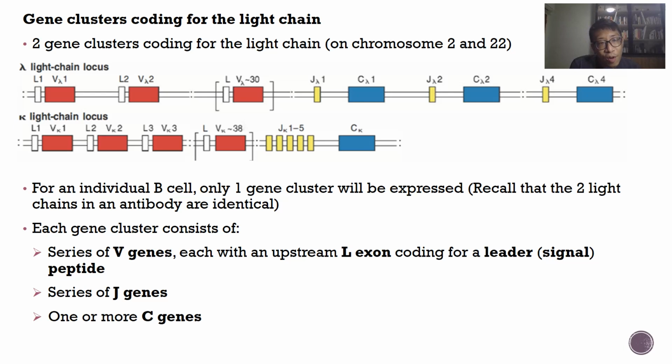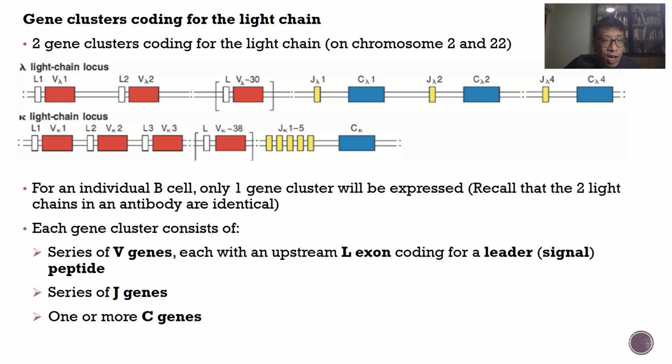For each of the gene clusters, there are a series of V genes, the variable genes, followed by a series of J genes, or joining genes, and also one or more C genes, the constant genes. For each of the V genes, there would be an L exon that will code for a leader or signal peptide sequence. We'll talk a bit more about this when we go into protein synthesis.